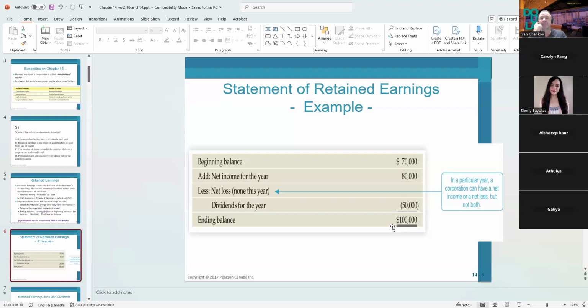In that case, the dividend for the year is going to reduce the retained earnings when the dividend payable is declared. Make sense? Not when the cash dividend is paid. So if the cash dividend is paid after the end of the fiscal year, the dividend that we declare is still going to reduce the retained earnings in the current year.